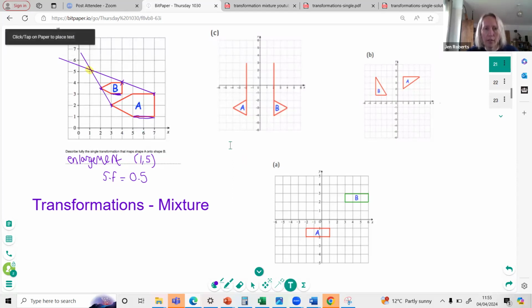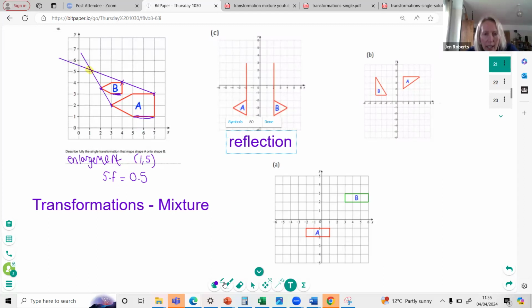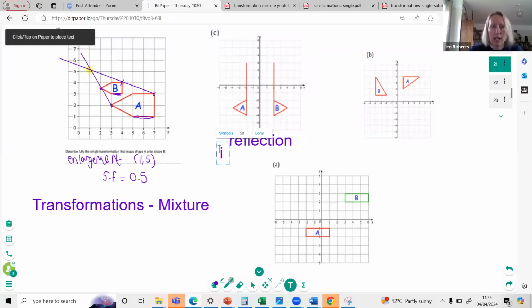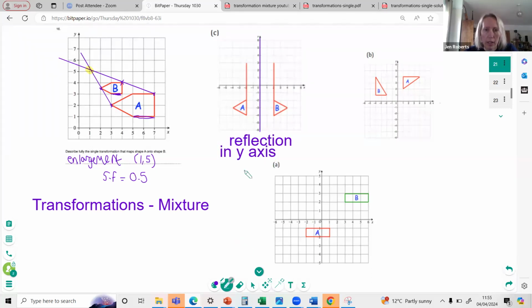And this one here, hopefully you noticed it was a reflection. The mirror line is the actual y-axis. So you could have done 2 things for this. You could have either written reflection in y-axis, or you could have written reflection in x equals 0. Those are your 2 options.